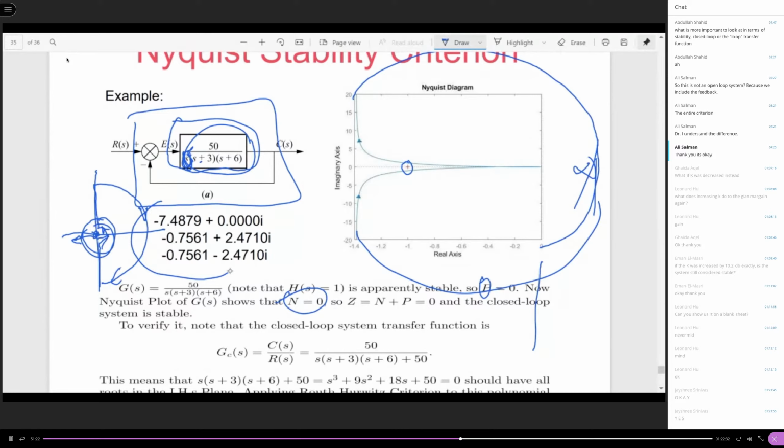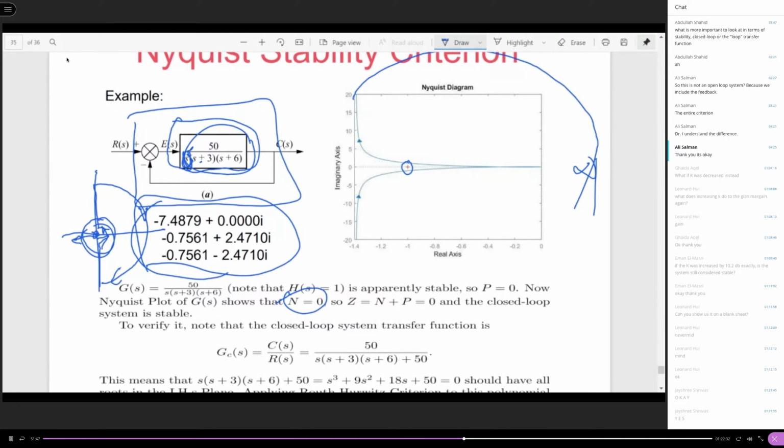Well, in this case, you can calculate the closed loop system's poles, right? But what I'm saying is that you actually do not need to calculate these poles. You're going to know that all of the poles are going to be in the left-half plane. You may not know exactly where the poles are, but you know they're definitely in the left-half plane because the closed loop system is stable.